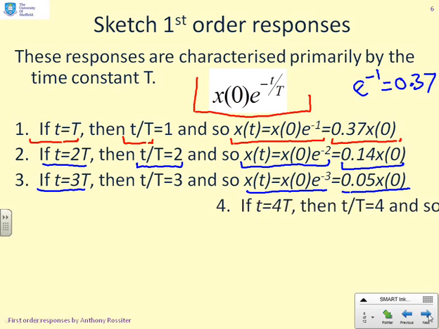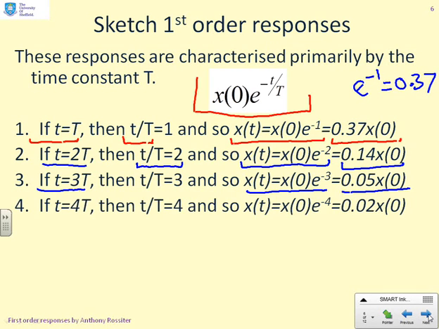And finally, if I put in t equals 4 capital T, I'm going to end up with x(0) e to the minus 4, or roughly 0.02 x(0). Please note that all these numbers here on the right hand side are done to 2 decimal places. There is no point really doing them any more accurately, especially when you're only sketching.